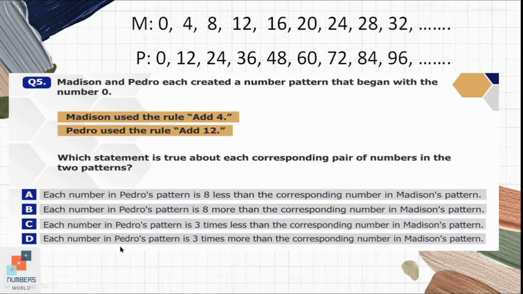Option D is each number in Padro's pattern is 3 times more than the corresponding number in Madison's pattern. So yes, this is the correct option because 4 threes are 12, 8 threes are 24, 12 threes are 36. So each number in Padro's pattern is 3 times more than the numbers in Madison's pattern. So option D is the correct one.